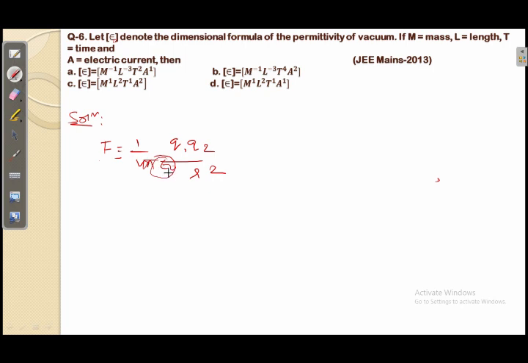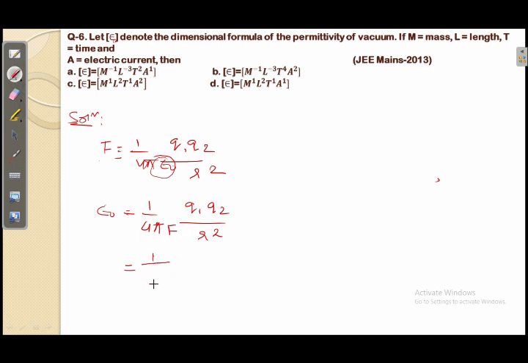So here epsilon naught is there, so we have to find the dimension formula of this epsilon naught. Just rearrange the terms here. Exchange epsilon naught and F. In place of F, I will write epsilon naught, and in place of epsilon naught, I will write F, and the remaining things are the same: Q1 Q2 divided by R square. Just substitute the dimension formula of each quantity in the formula. So 1 upon 4 pi is there; 4 pi doesn't have any dimension, so leave it as it is.